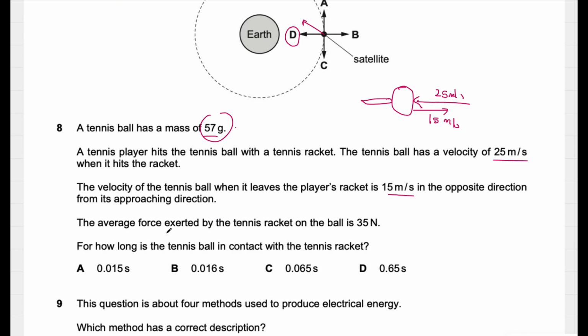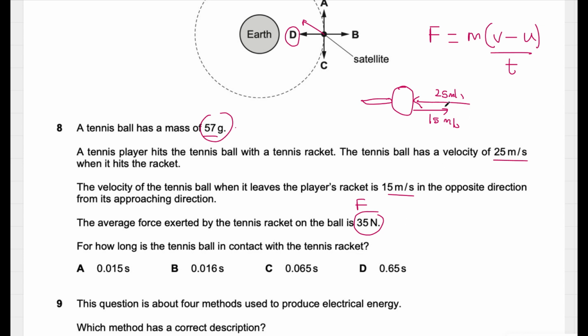Now the average force exerted by the tennis racket on the ball is 35 newtons. You know this formula from Newton's second law of motion: F equals m(v minus u) over t, which might be useful. Let's see what the question wants from us. They're asking for time: for how long is the tennis ball in contact with the tennis racket?